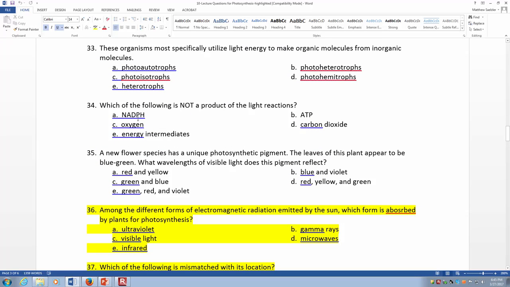Right. So 34, which of the following is not a product of the light reactions? Right, D, carbon dioxide. So energy intermediates is referring to ATP and NADPH. So those are the energy intermediates that are produced. Oxygen is a byproduct of the light reactions. And then obviously you know that ATP and NADPH, we just said, are produced during the light reactions. Other questions that you guys want to go through?